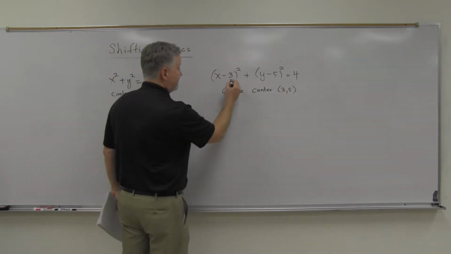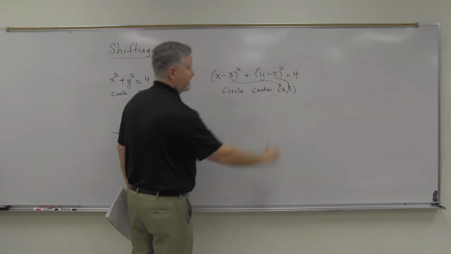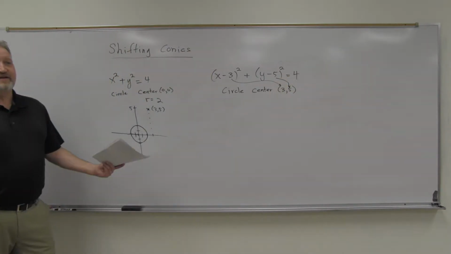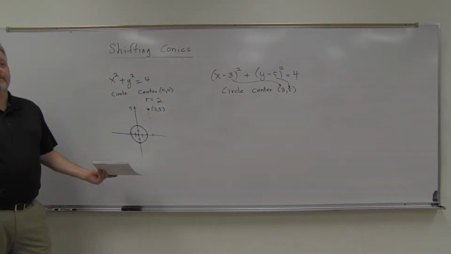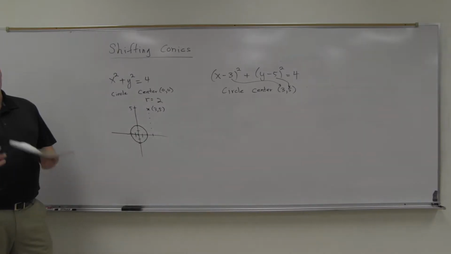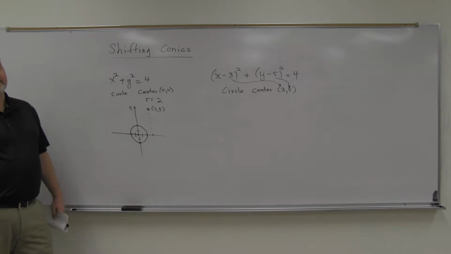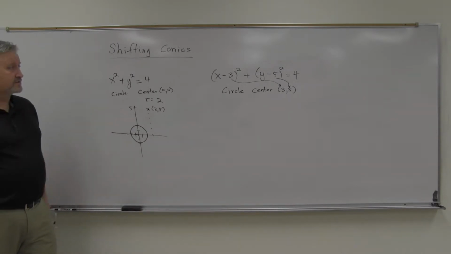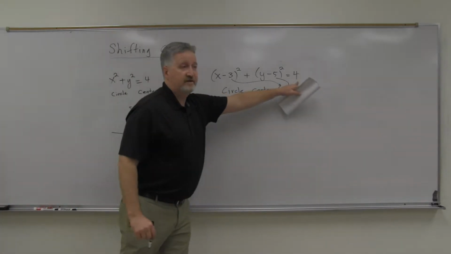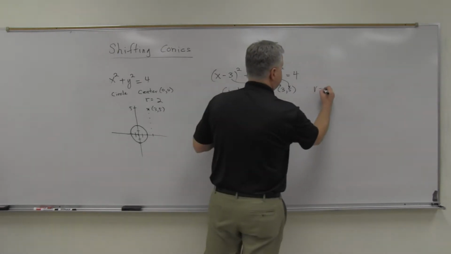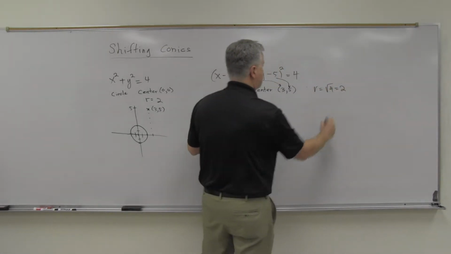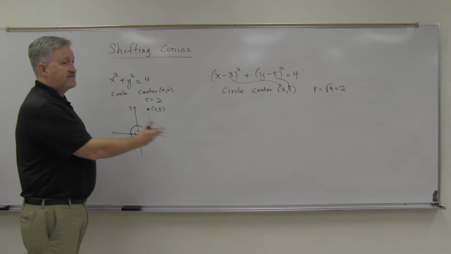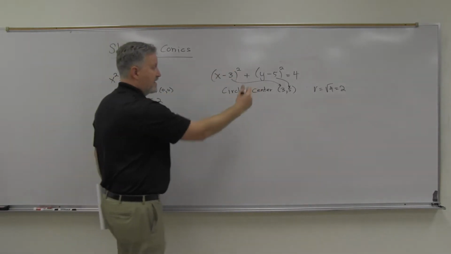Where did the 3 come from? Well, it came from right there. Where did the 5 come from? It came from right there. So in this form, you can read the center right off there. You just have to remember, it's kind of the opposite of what appears there because of the way the shifting works. The radius is still going to be that square root of 4, 2. And so that's how we graph this thing. We read the center right off of that.